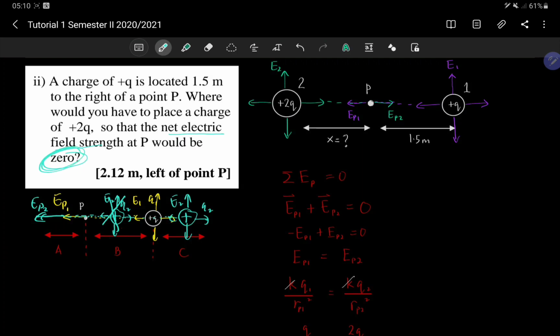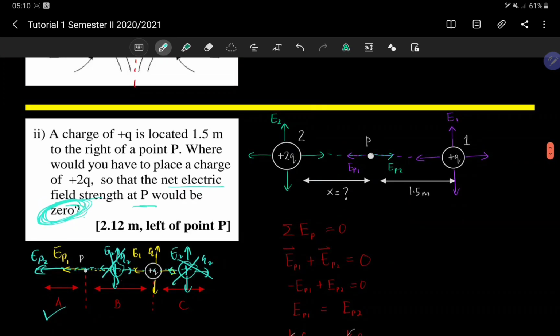Again, it doesn't obey the principle, because EP1 is just in negative magnitude, and EP2 is also just in negative magnitude. They are not cancelling each other, so the total or net electric field strength at point P cannot be 0. So it's not suitable to be here. The best position is just at A, because we are talking about two different directions.